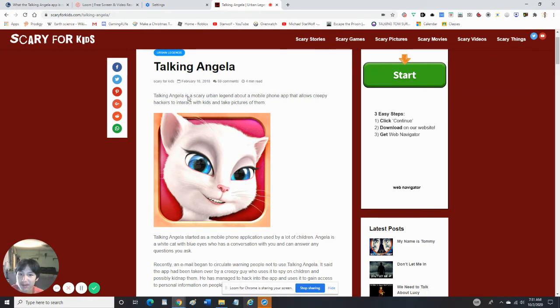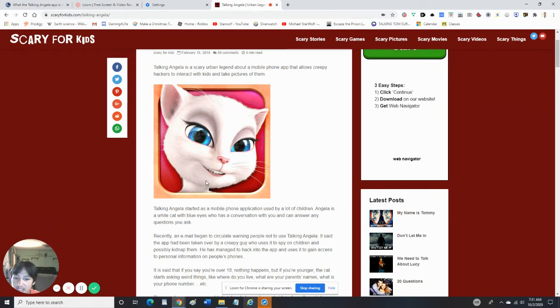Talking Angela is a scary urban legend about a mobile phone app that allows creepy hackers to interact with kids and take pictures of them. So that eye kind of does look photoshopped, but let's take a look at the post. Talking Angela started as a mobile phone application used by a lot of children, including me. Angela is a white cat with blue eyes who has a conversation with you and can answer any questions you ask. So maybe if I installed the app and they had this, I would ask her, "Do you play Fortnite?"